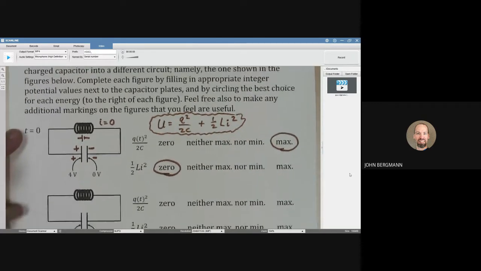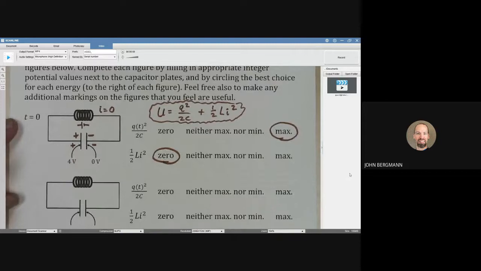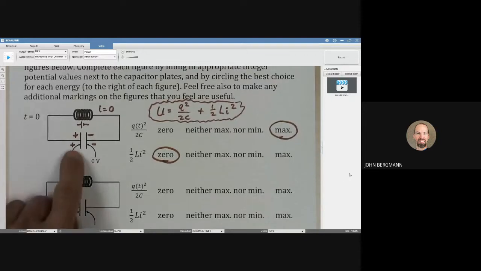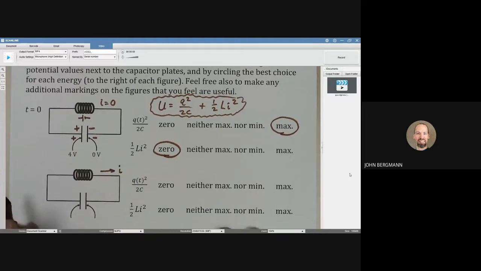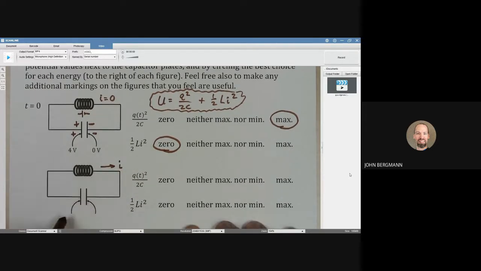Now, as time goes on, this capacitor will win out, and it will start to push charge through this inductor. There's going to be current going in that direction around this circuit. That potential, instead of being 4 volts on the left plate, now maybe it's 3 volts. It's less. And on this side, instead of being 0 volts, it is increased to, say, 1 volt. I'm just making up these numbers.